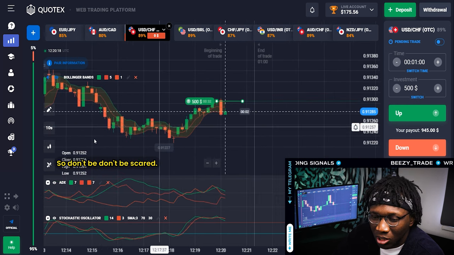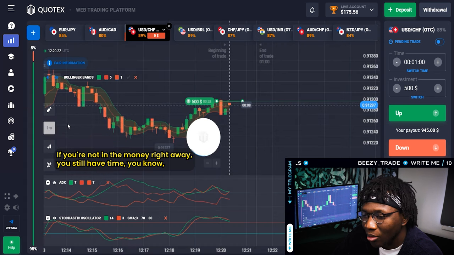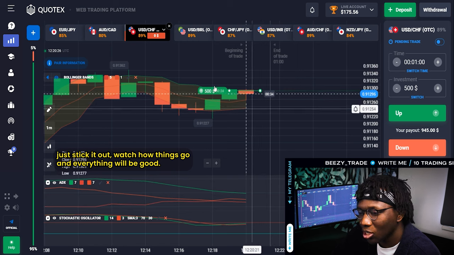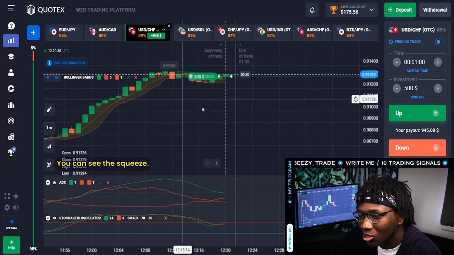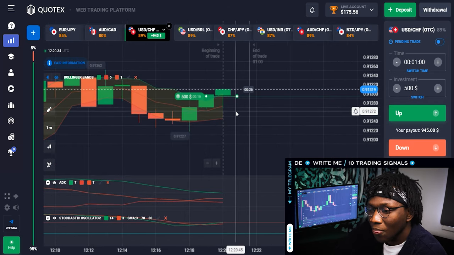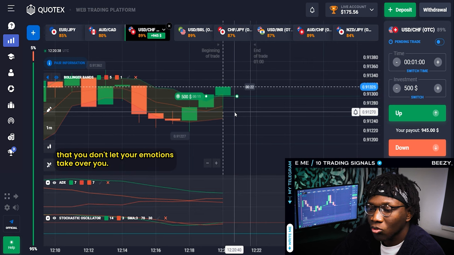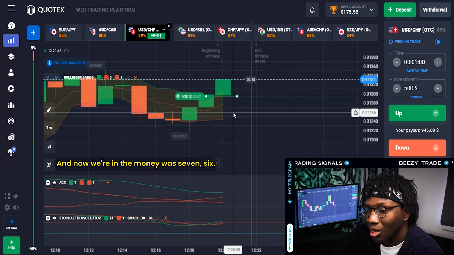So don't be scared if you're not in the money right away. You still have time, you know, just stick it out, watch how things go, and everything will be good. We can see the squeeze right here in the market, so we know that it's going to be positive, and you have to stick through it because you have to make sure that you don't let your emotions take over you. It's very important. And now we're in the money.